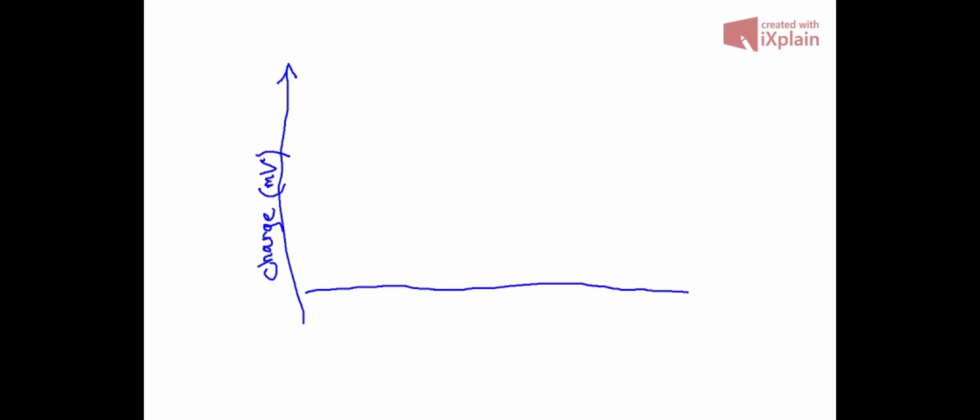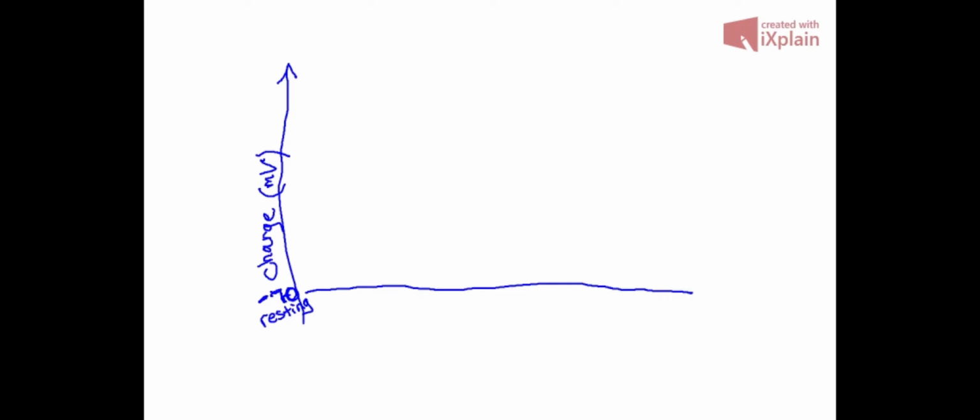So let's look at this in a kind of graph format, okay? So up here, oops, that was a terrible straight line. This is going to measure the charge, measured in millivolts. Okay, so right here, this is going to be -70 millivolts. This is the resting membrane potential.